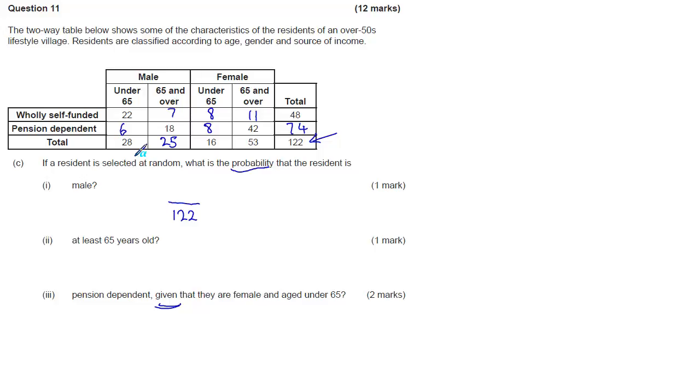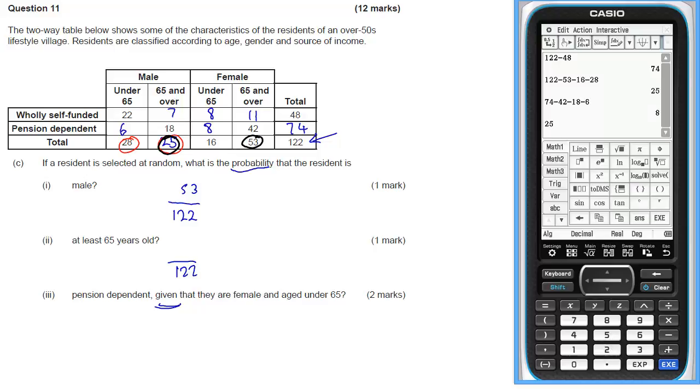The probability that they're male, so we're picking out just the males, 28 and 25. Add those together and that gives me 53. At least 65 years old, so that's 65 and over. So that's going to be these 25 and these 53. So 25 add 53, that's going to give me 78.